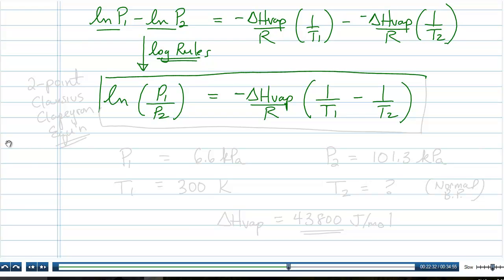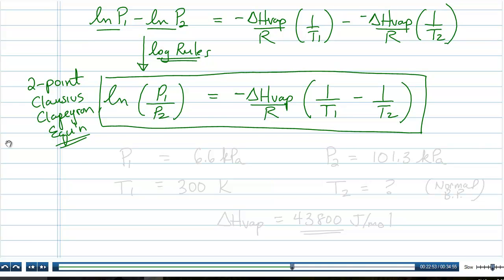I'm going to put a box around this equation, and I'm going to call this the 2-point Clausius Clapeyron equation. This is for when you have just 2 points, a P1 and a T1, a P2 and a T2.